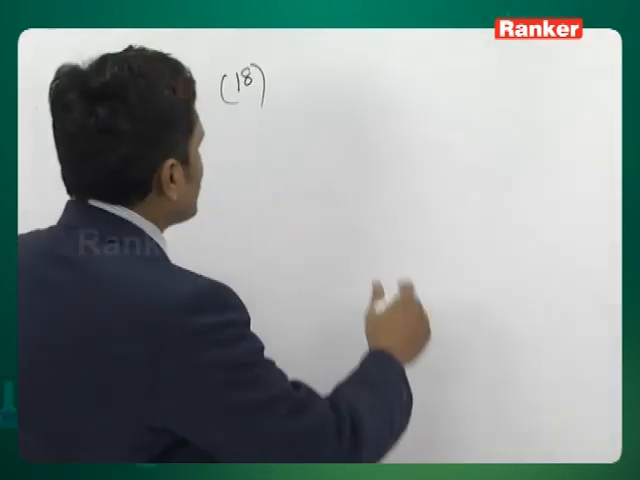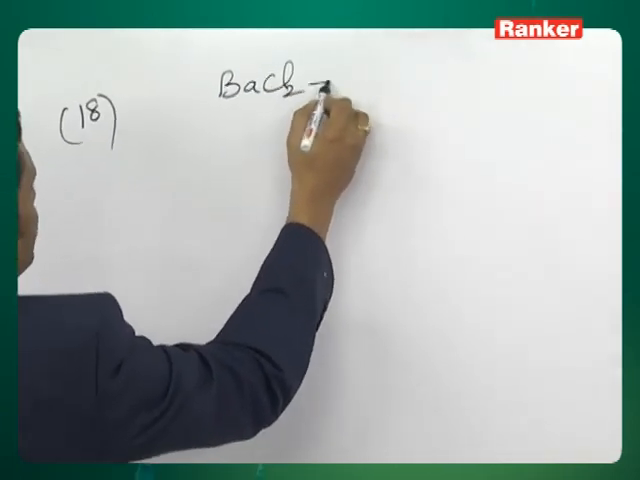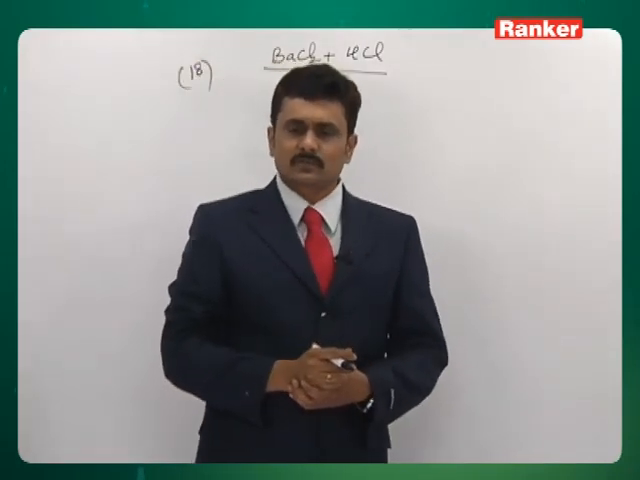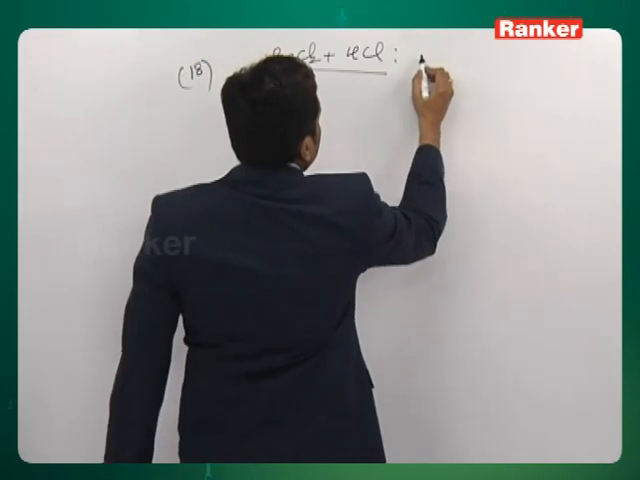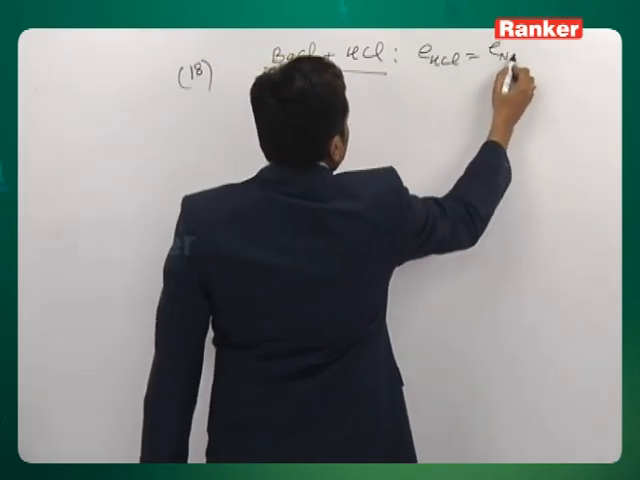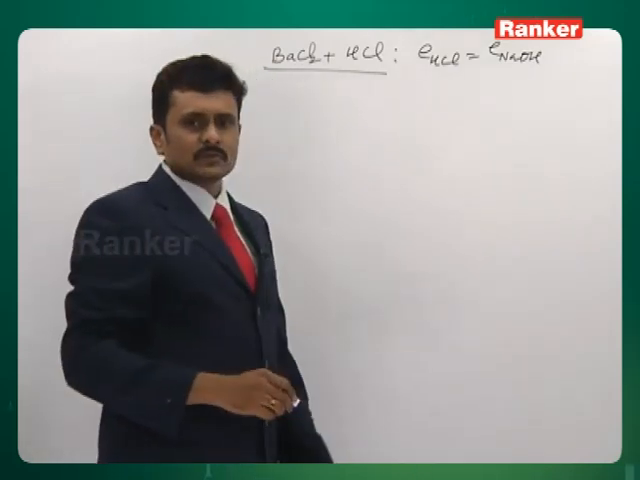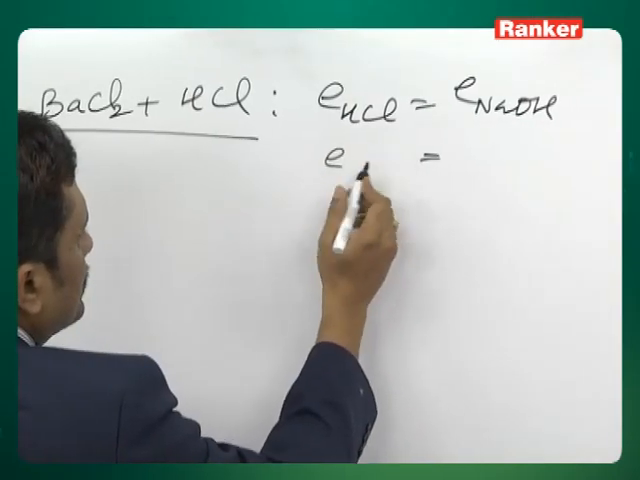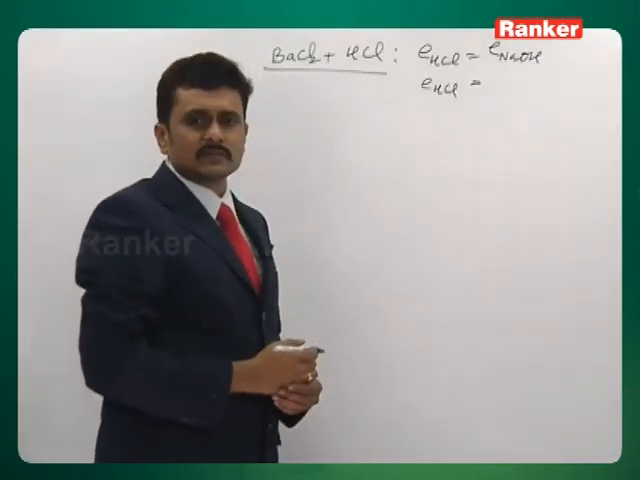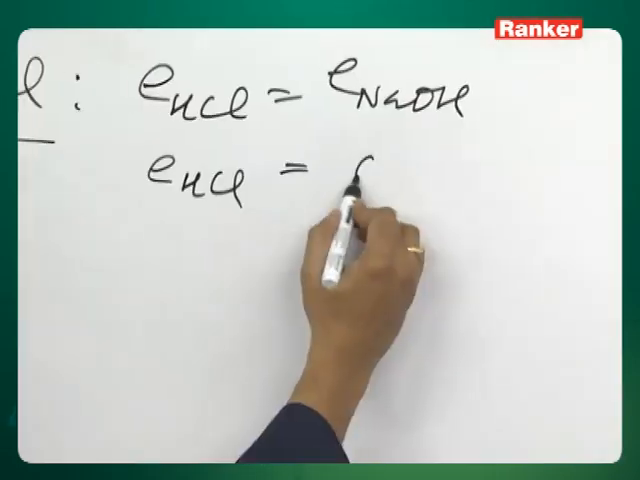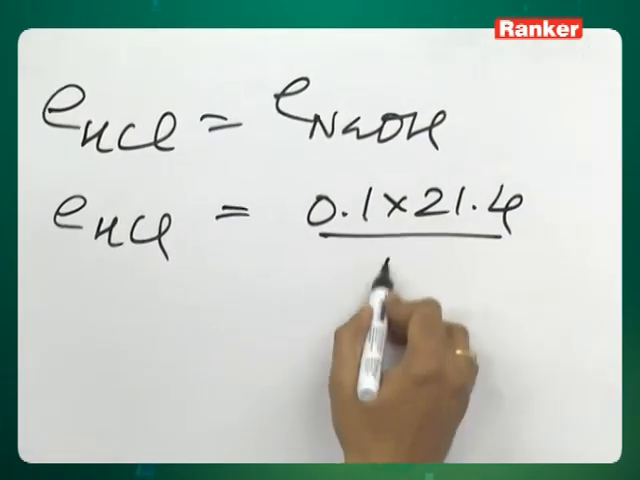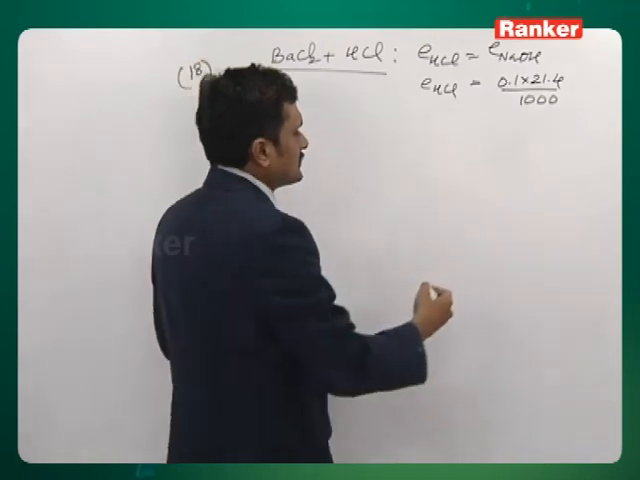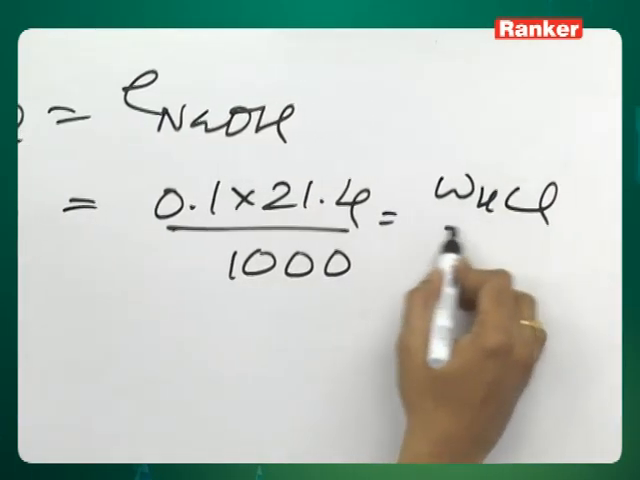So in this case, we have a mixture of BaCl2 and HCl. Now this mixture was first treated with NaOH, where we all know that only HCl is going to react with NaOH. So when I treat this, the equivalence of HCl is equal to the equivalence of NaOH, where normality is given as 0.1 and volume is 21.4 in milliliter, hence I am dividing by 1000 so that I can get the volume in liters. These are the equivalents of HCl, weight upon equivalent weight.